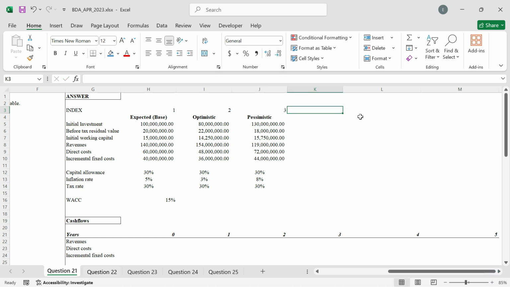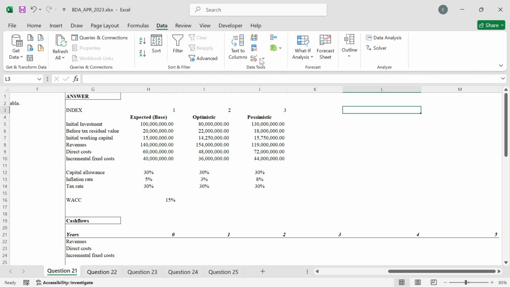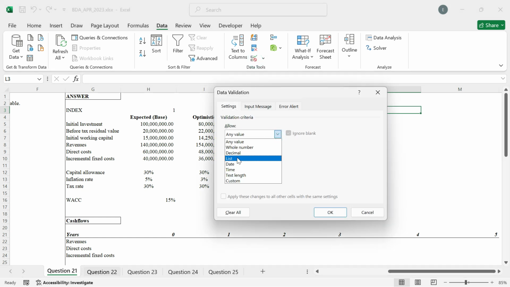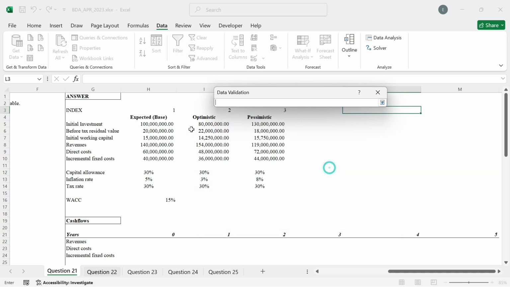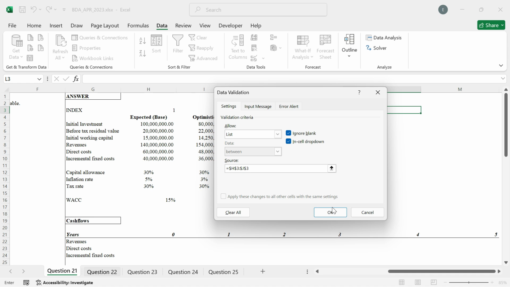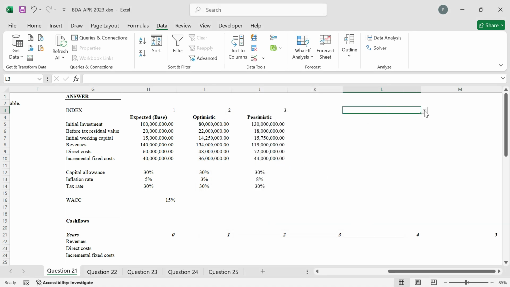I'll skip a column and validate on the same row a cell here that will allow me to select between the 3 index numbers. I'll go to data. Under the data tools section, I have data validation. I want to allow a list, and the source of this list is the 3 index numbers. Then now I have a drop down from which I can select my numbers 1, 2, and 3. I'll give this a label, scenario selection.